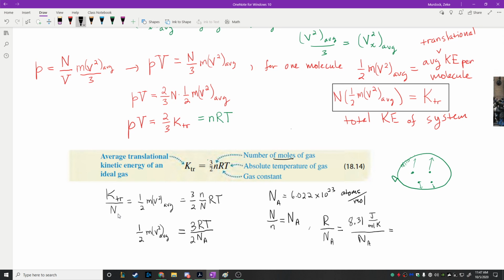What we're left with is a new constant that has units. That's right, joules. The units for this constant are going to be joules per atom per Kelvin. And the value of it, you can do it yourself. Take 8.31 and divide by this number right here. What you're going to get, you can verify if I wrote this down right or not, is 1.38 times 10 to the negative 23. And this is called KB. This is called Boltzmann's constant.